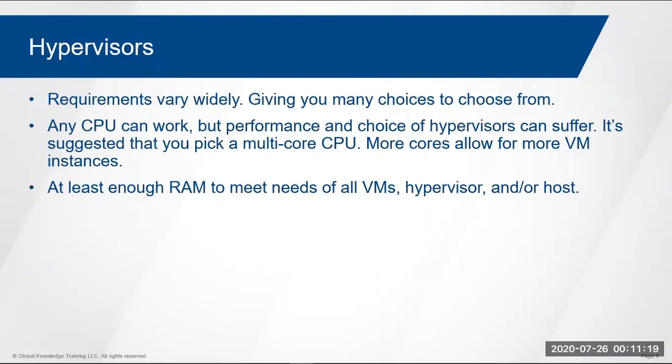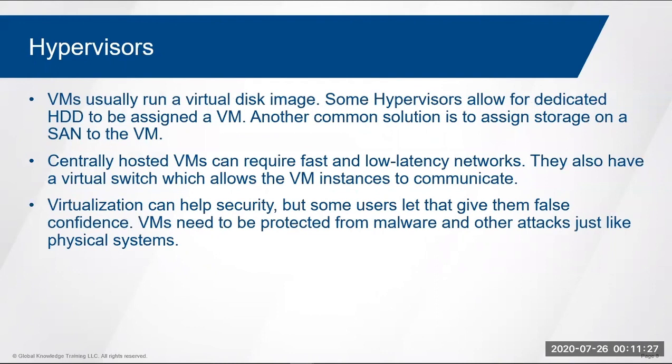The other thing we need is some type of hard drive space. Now, hard drive space can be done several different ways. What you can do is take the hard drive that's in your unit right now, and then create files on the hard drive. Each file would then be seen by the VM instance as if it were a hard drive. So a file becomes a hard drive to the OS that you install in the VM.